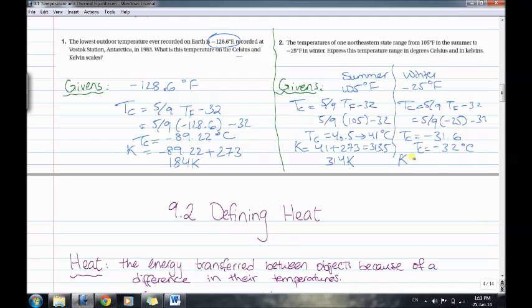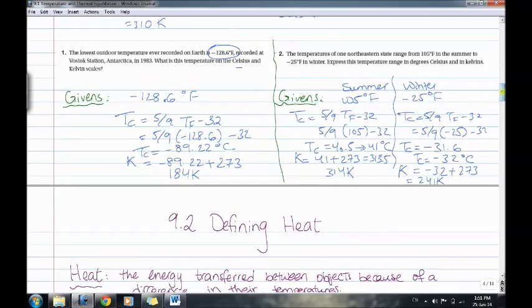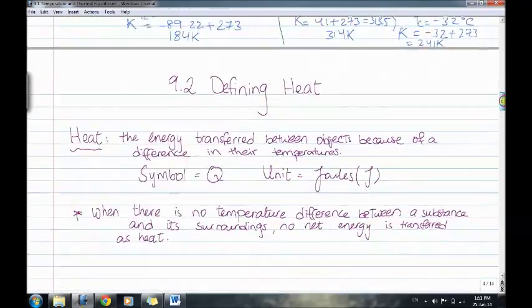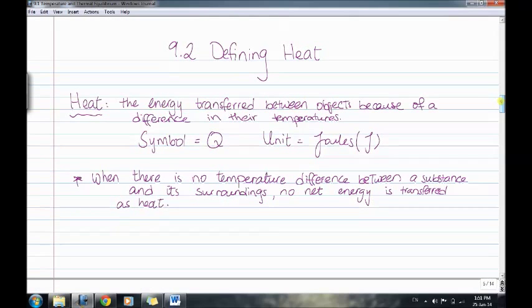Then for the Kelvin, we said that we have to add it, so negative 32 plus 273, so the answer would be 241 Kelvin. That's all for section 1. Now section 2, defining heat.